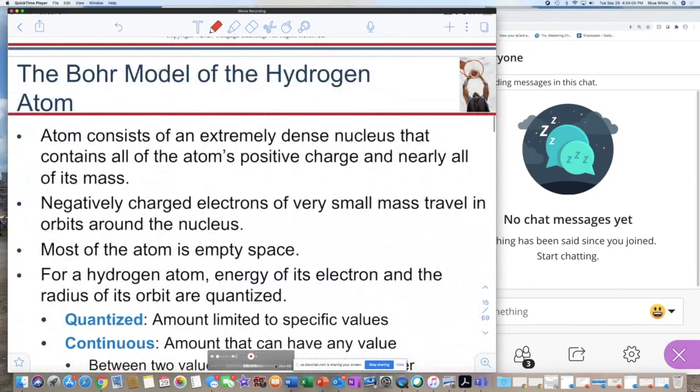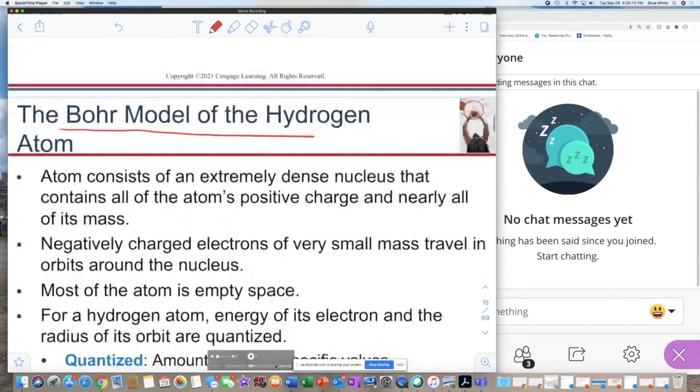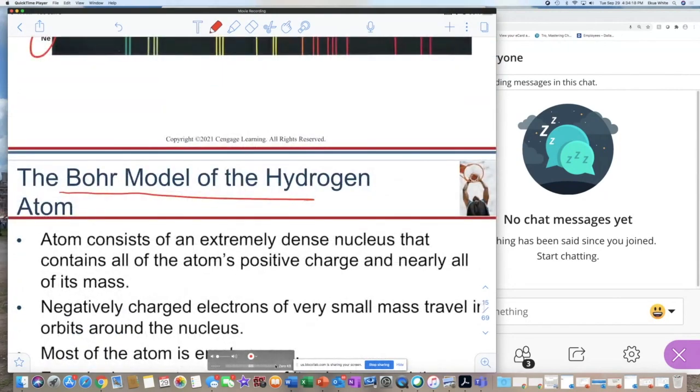Okay, so after learning all that, weren't we trying to understand the atom? Yes. So why does Bohr's model then come in here? Let me tell you the correlation. Bohr is a scientist.